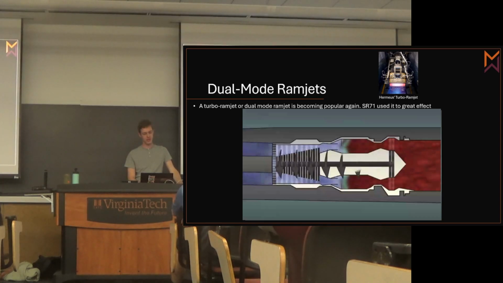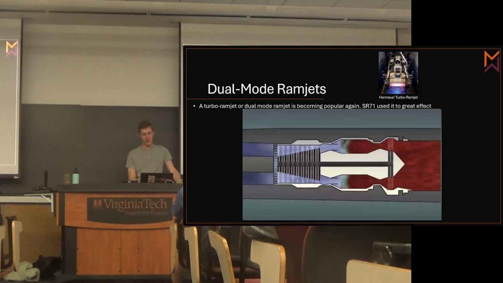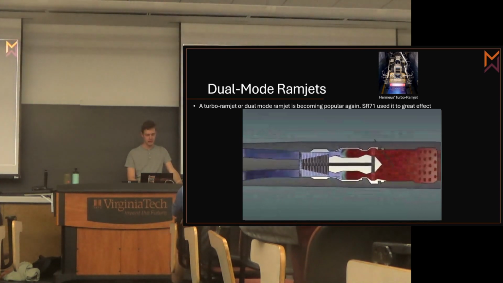So then we have our dual mode ramjets. We can't have this presentation and not talk about the SR-71 that much, which I already have.